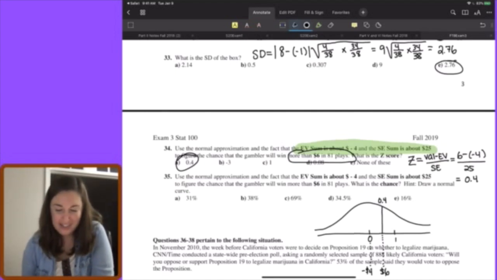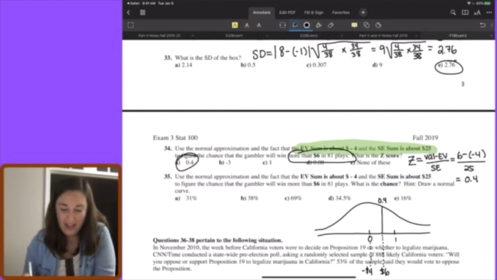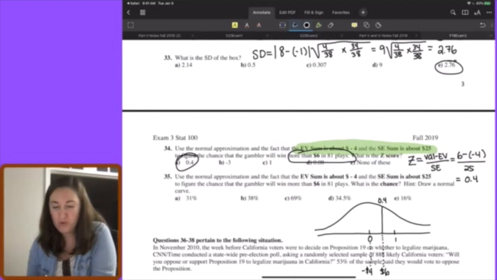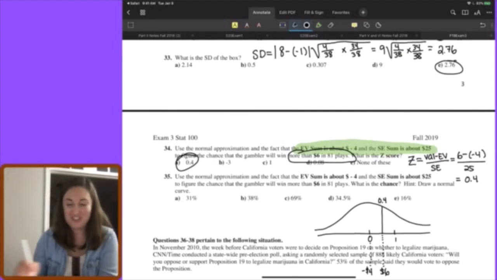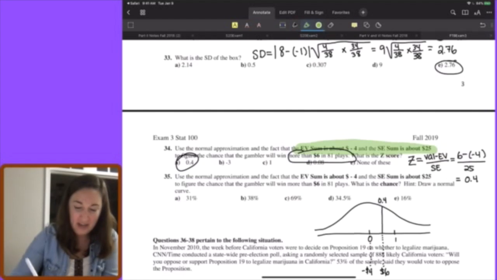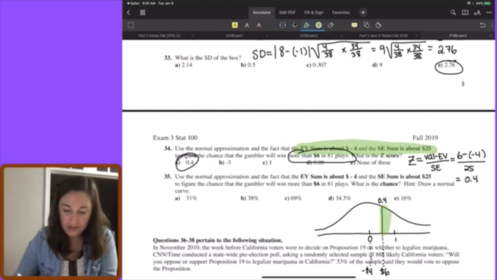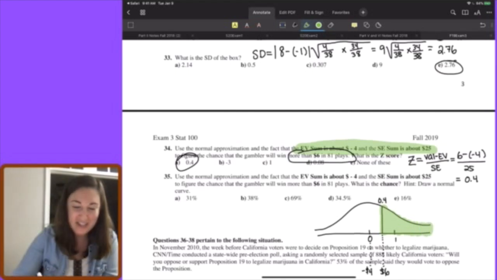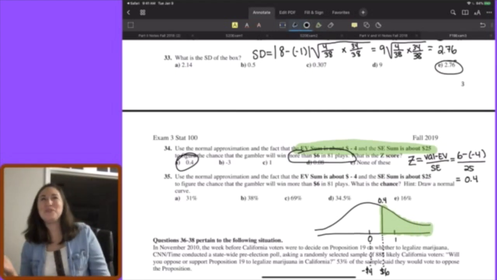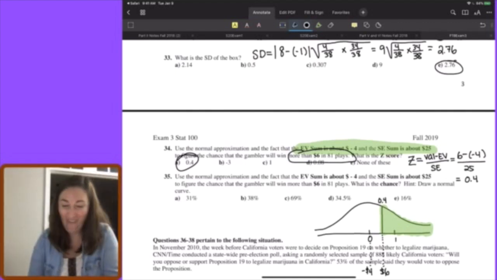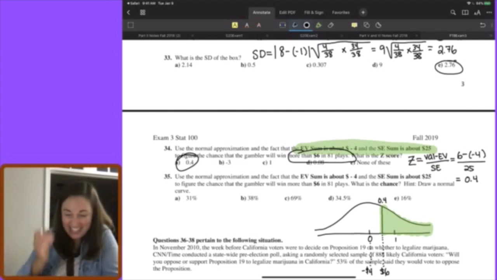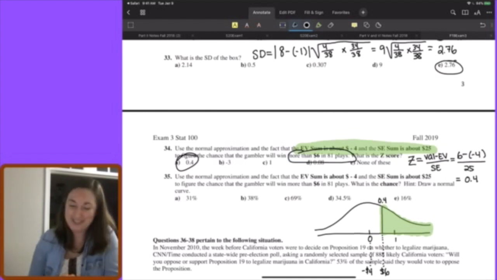All right, so I answered the z-score question, and now it says use the normal approximation and the fact that the expected value of the sum is about negative $4 and the standard error. Okay, they want us to figure out the chance that the gambler will win more than $6. I feel like this is actually helpful if you're playing roulette because you can set the amount that you want to win and calculate the chance of it. So I would say, what's the chance I win more than $100? Probably really low. But here, it looks like the chance is not terrible.